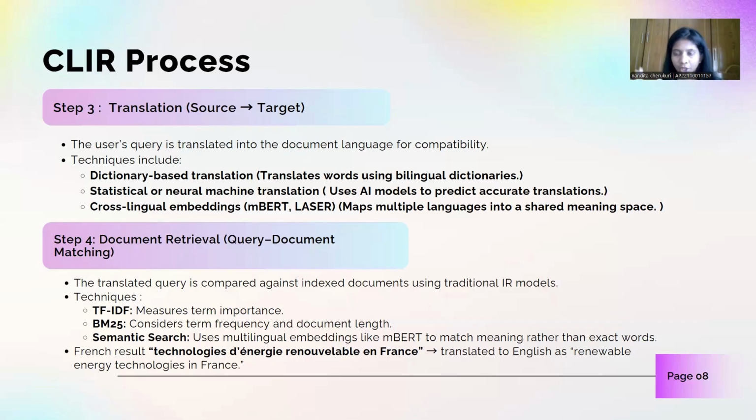And then semantic search, which uses multilingual embeddings like mBERT, to match the meaning rather than exact words. In multilingual embeddings, instead of keyword matching, it focuses more on the context, that is the meaning. So it is very effective when we use short queries as well. Okay. For example, here the French result is translated to English again as renewable energy technology resources. So the required French documents are retrieved.